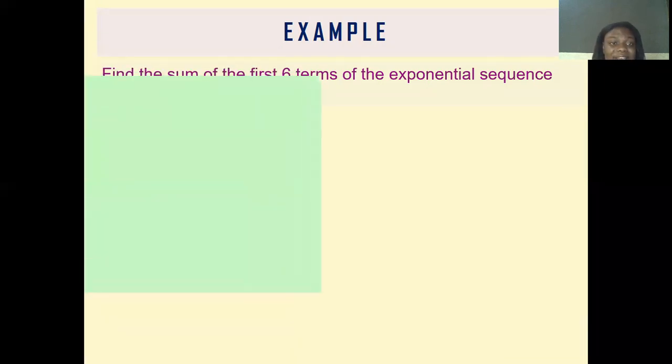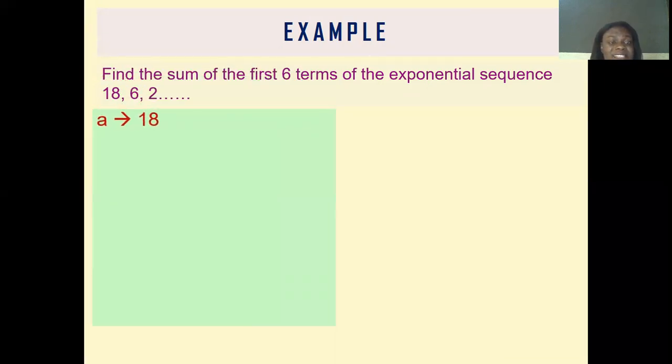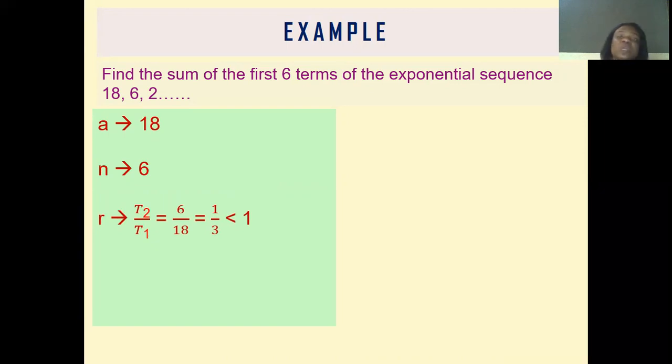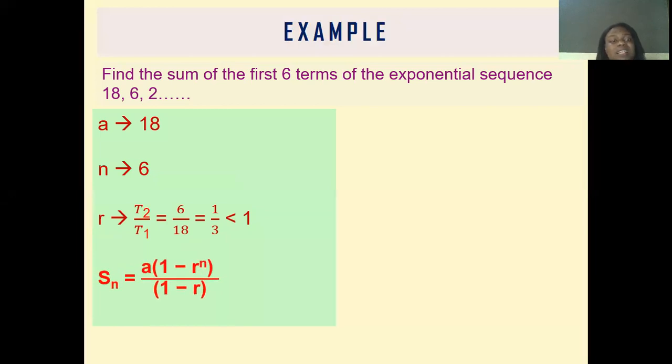We have our first term A as 18, the number of terms we want to add together as 6, and the common ratio is T2 over T1, that's 6 over 18, and that gives us 1 over 3. Now you can see that our common ratio R is less than 1 in this case. So we bring the appropriate formula, which is the one that has A into 1 minus R raised to the power n over 1 minus R. That's the formula we're going to use here.